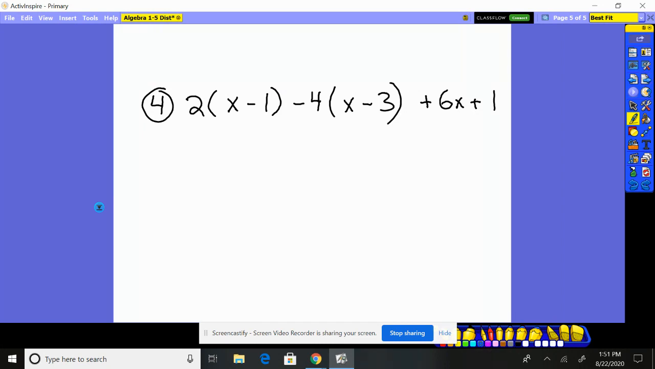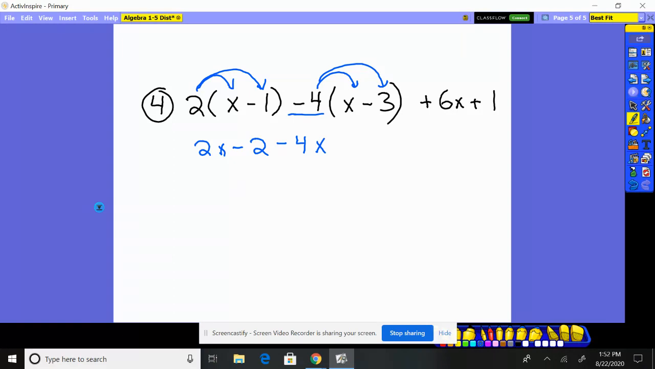Here we have a whole bunch of things. 2 distributed through the parentheses, the 4 being distributed through, and then you just have plus 6 more x's plus 1. So let's look at this. I get 2x. 2 times that subtracting 1 is subtracting 2. Now we have to be careful here because we have a negative 4 being distributed through. Negative 4 times an x is minus 4x.